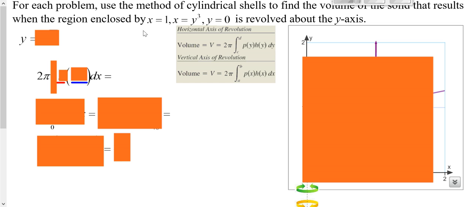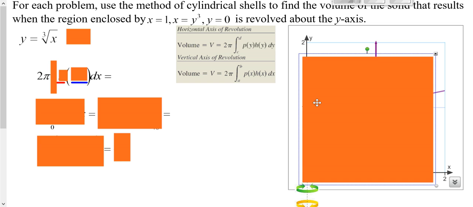Here we have the vertical line of x is equal to 1. We have x is equal to y cubed. So if you wanted to graph that using your calculator, you could take the cube root of both sides and you get y is equal to the cube root of x. That might help you graph it easier. And then you get y is equal to 0, which is your x-axis. And we're revolving around the y-axis. Well, vertical axis of revolution, we know we're dealing with x's.